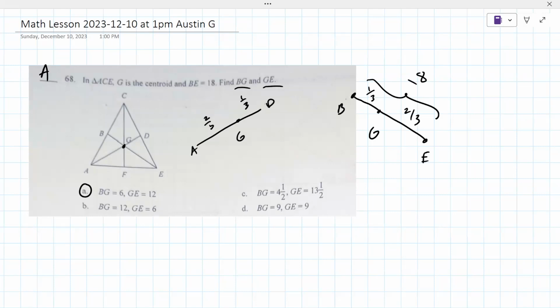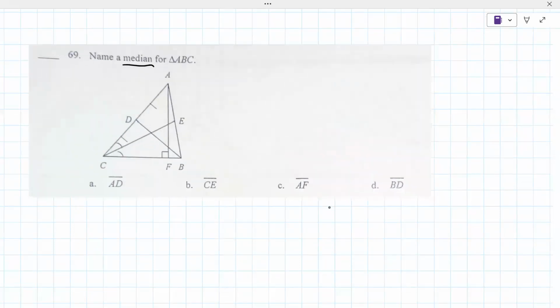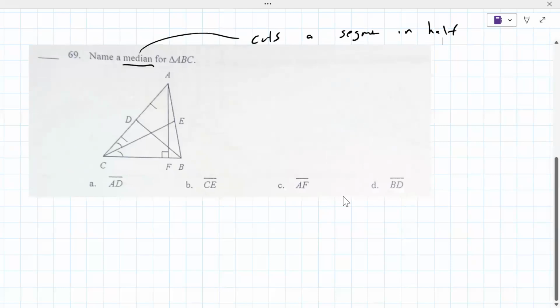Okay, so 69 is asking for a median. A median cuts a segment in half, hence the word median, middle. There's only one segment that is being shown as being cut in half. That's C to A, but that's not the median. The median is the segment that cuts it in half. So which segment goes through that middle point there? It'd be DB, or BD.